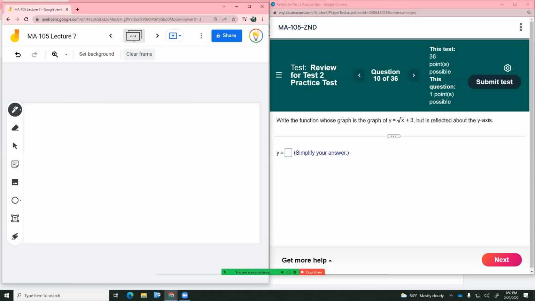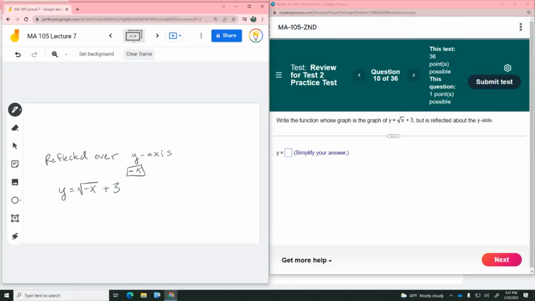So that means if it's reflected over the y-axis, what needs to be made negative? X. So we know there needs to be a negative x in this situation. So we're going to have y equals square root of negative x plus 3 should be your answer.